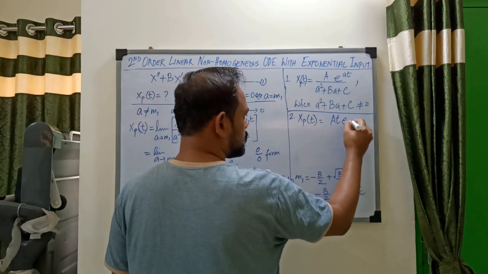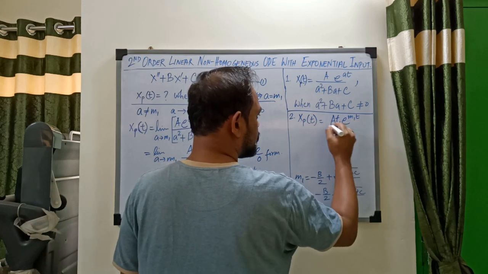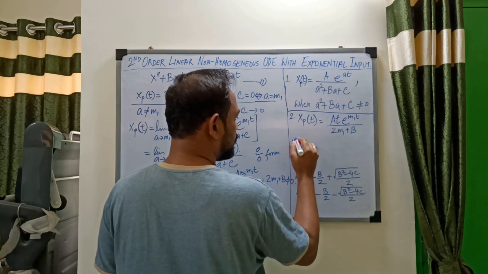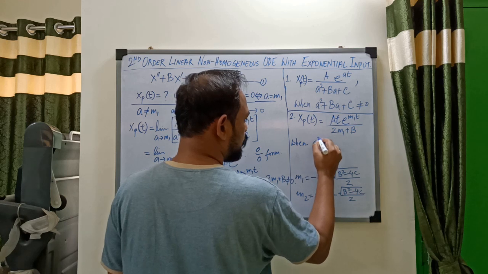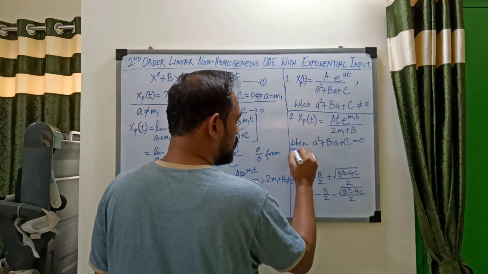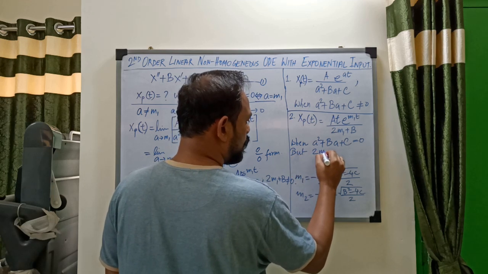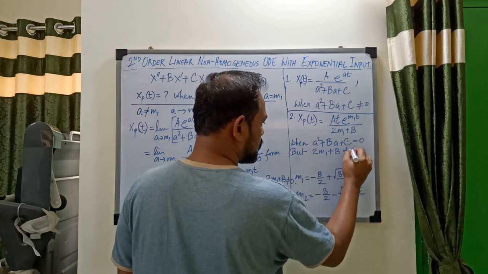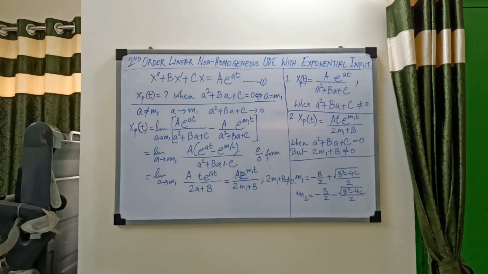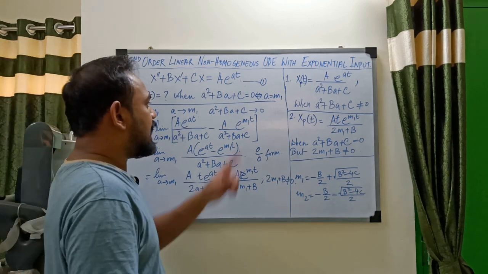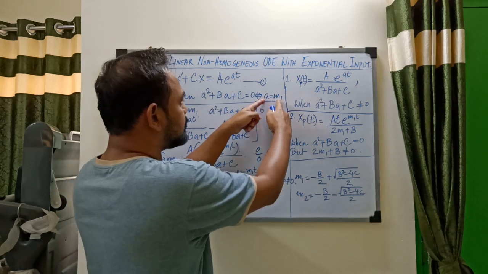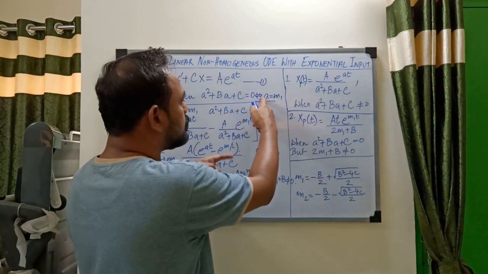So t e to the power m1t by 2m1 plus b. This is when a square plus ba plus c is equal to 0, but 2m1 plus b is not equal to 0. That's the case. Well, of course, a is equal to m1. That's the case we were studying. Saying this is the same as a being equal to m1. We have the equivalent sign here.